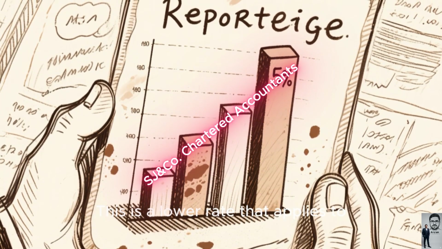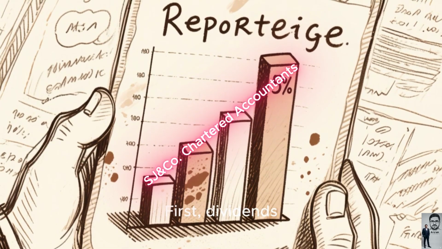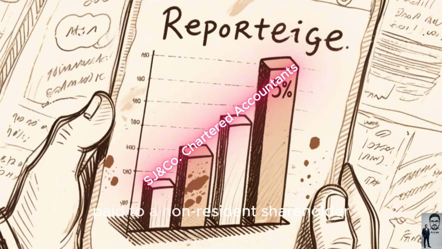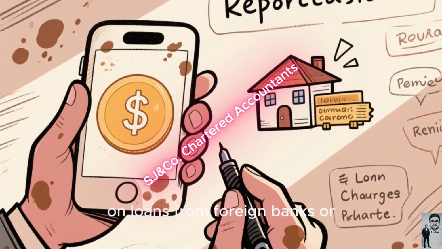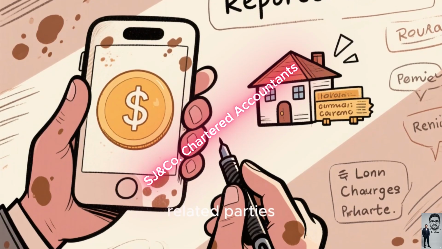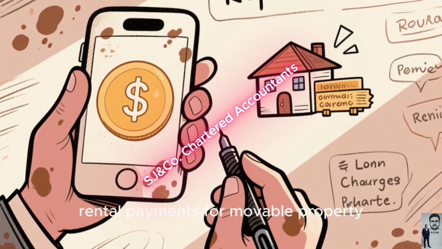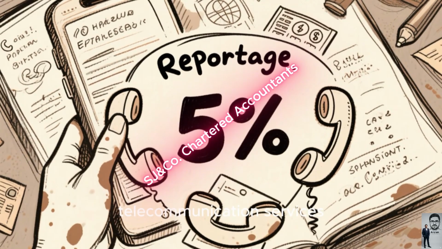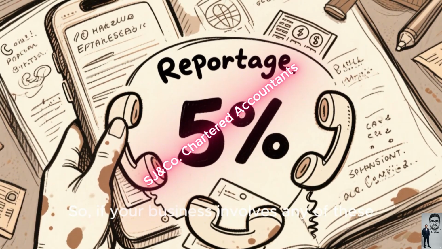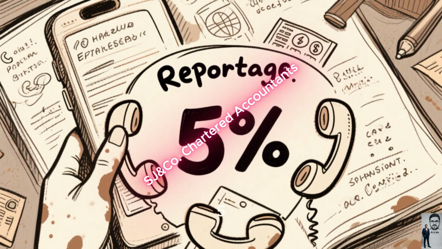Another key rate is 5%. This is a lower rate that applies to several specific types of payments. First, dividends paid to a non-resident shareholder. Second, loan charges, which means interest payments on loans from foreign banks or related parties. Third, rental payments for movable property. And finally, payments for international telecommunication services. So, if your business involves any of these, the withholding tax is a more manageable 5%.